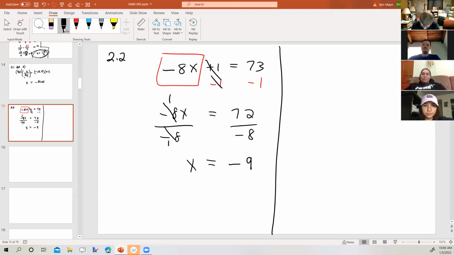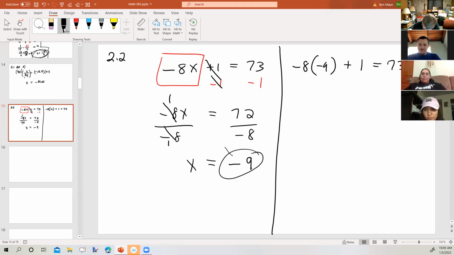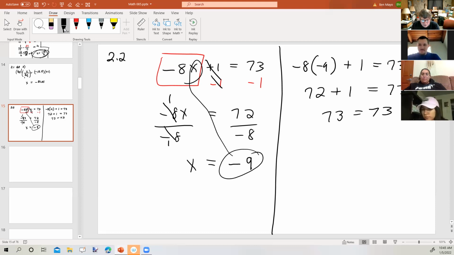All right, we're going to check our work. Negative 8 times negative 9 plus 1 equals 73. So I put that answer in the place of the variable. Negative 8 times negative 9 is positive 72. 72 plus 1 is 73. 73 equals 73. The answer checks. So this is correct. All right. Any questions?